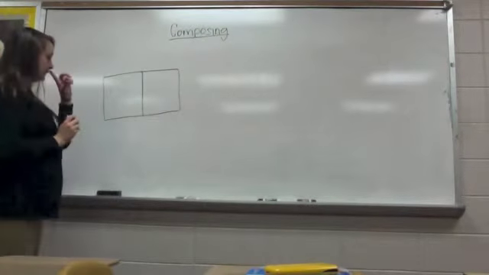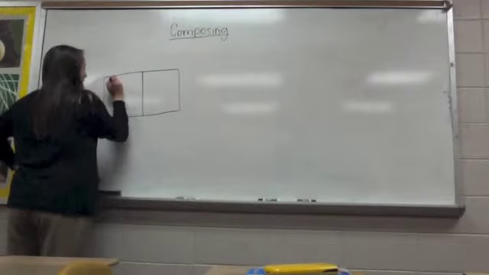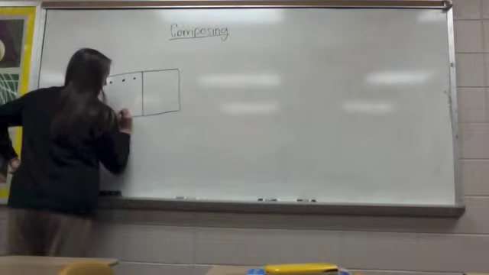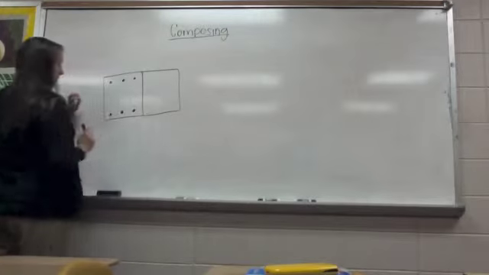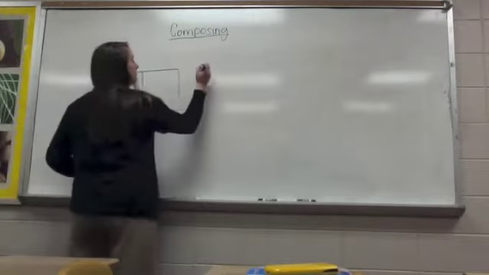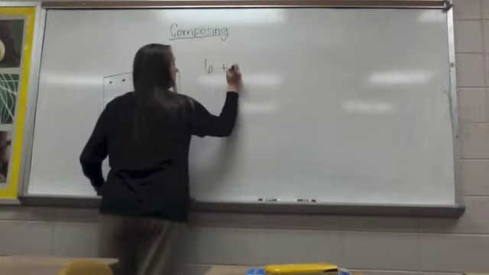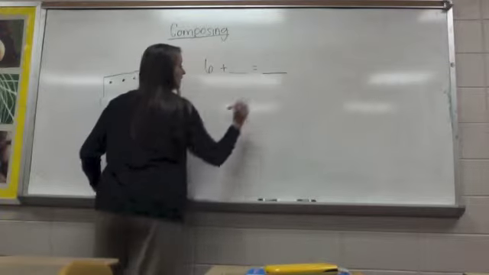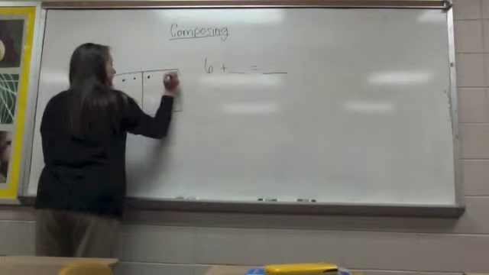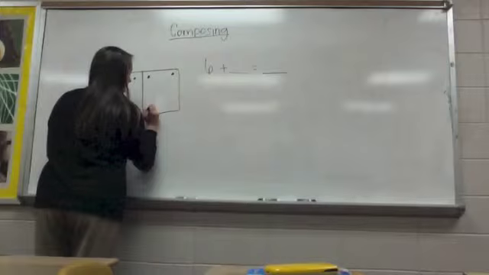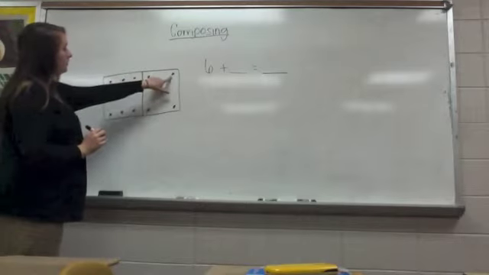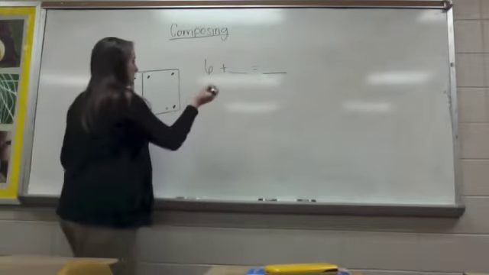I think we will, let's do a big number. What number is this? Count it with me. 1, 2, 3, 4, 5, 6. Good job. So right now you have 6 plus blank equals blank. Let's count this one. 1, 2, 3, 4. Good job. 4.